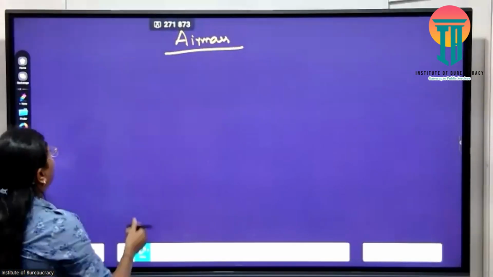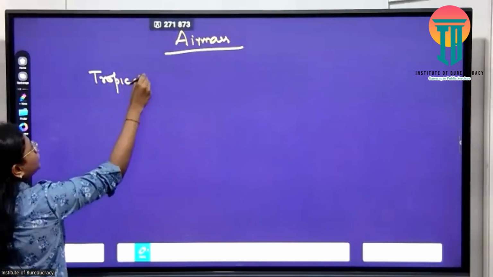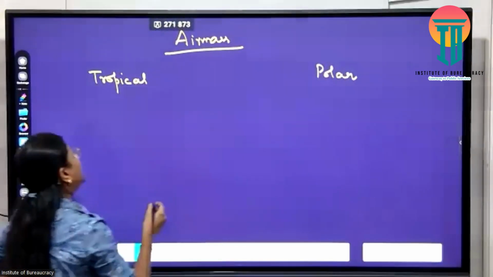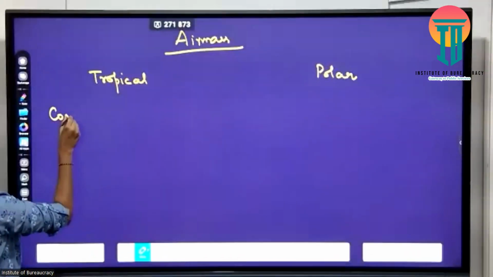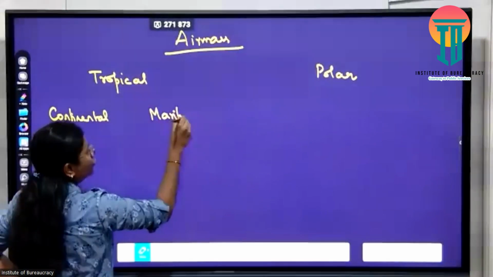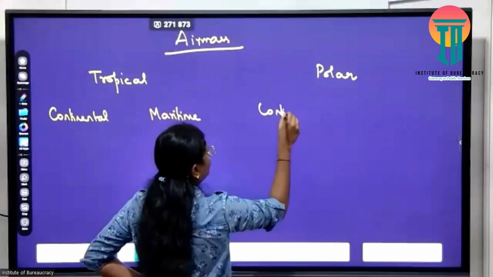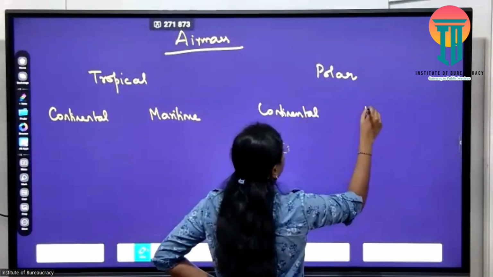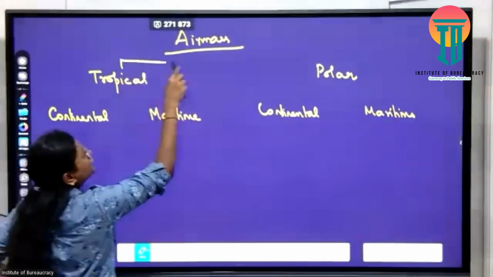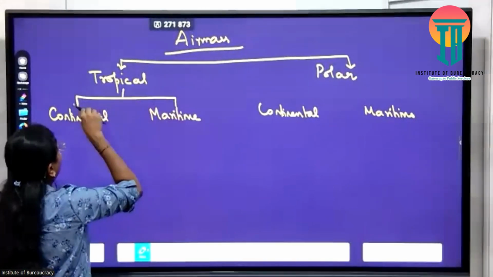Okay, air masses are predominantly divided into two. One is tropical, the other one is polar. Tropical is further divided into two, that is continental and maritime. Maritime means oceanic. Similarly, polar is divided into two, continental and maritime. So this is what we first learned, based on source region. Okay, two important types, further divided into four important types.